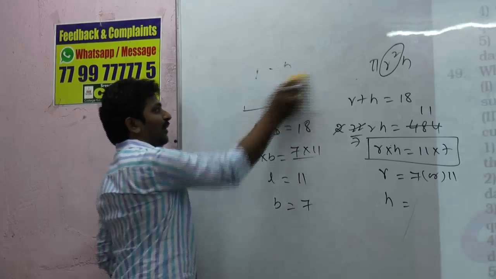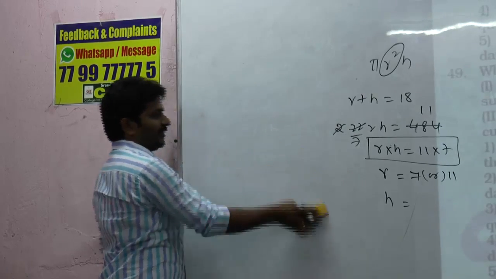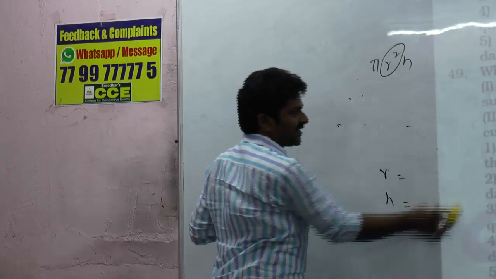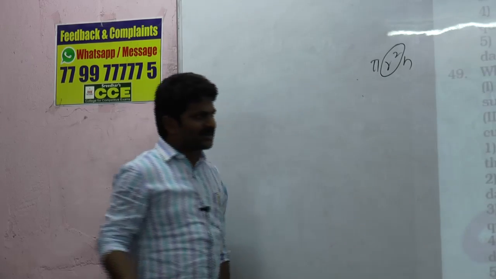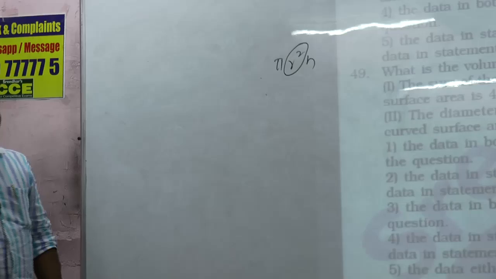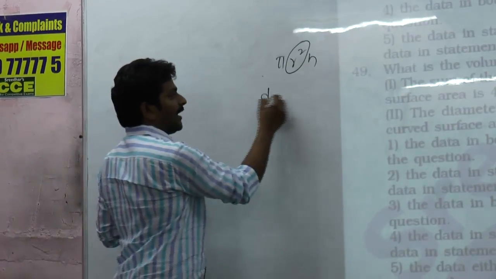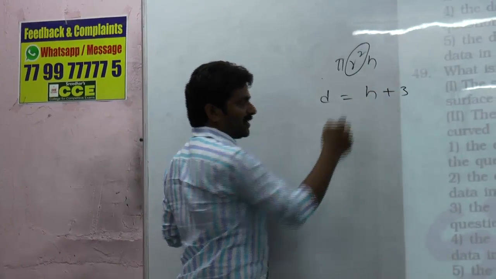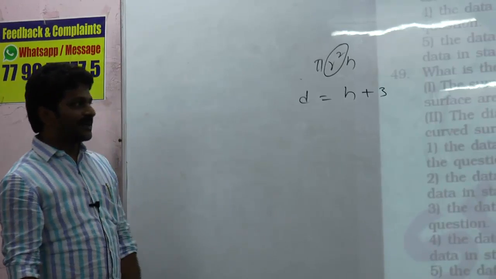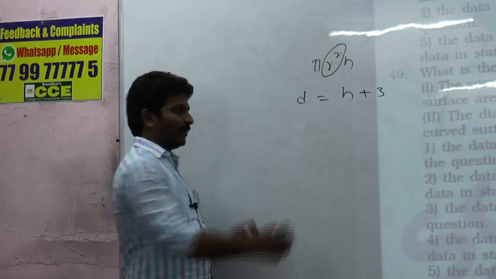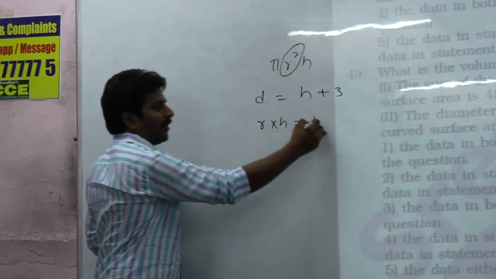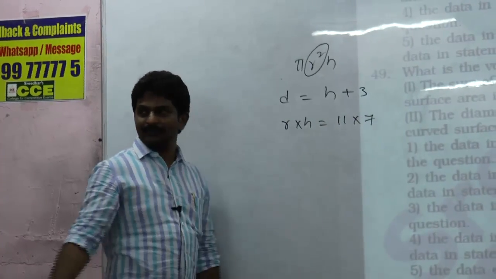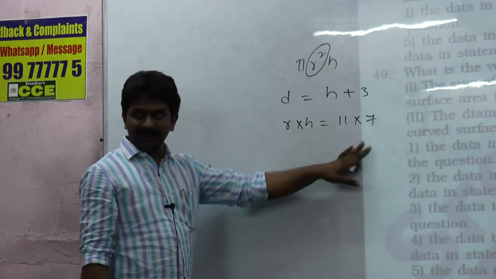Now let's go for the second one. Second information. What does it say? The diameter of the cylindrical drum is 3 meters more than its height, and its curved surface area is 484. Same. Radius into height, we got it as 11 into 7.